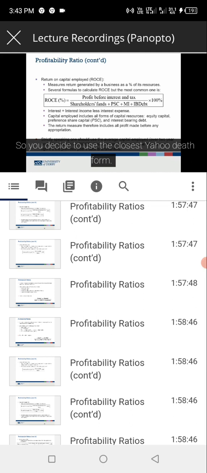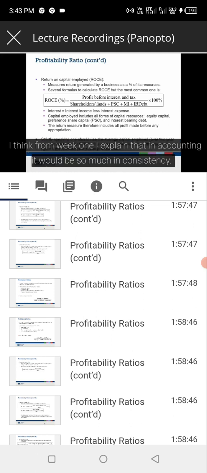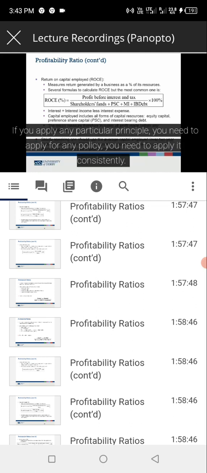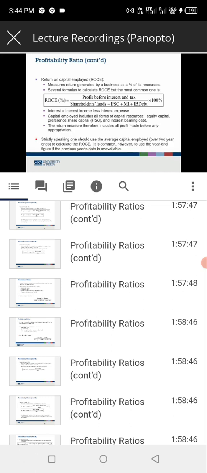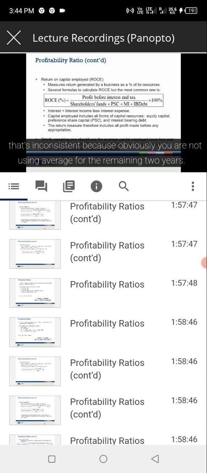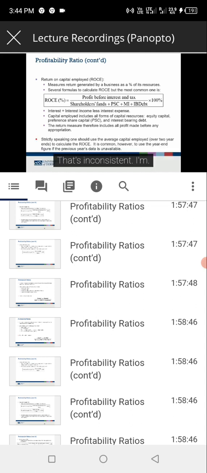So you decide to use the closing shareholders' fund. Now, in 2021, you have the 2020 figure and 2021, so you have the opening figure, and you now decide to go for average. That's inconsistency. From week 1, I explained that in accounting, we believe so much in consistency. If you are applying any particular principle or policy, you need to apply it consistently. So if you calculate the first year using closing shareholders' fund, and you are now using average for the remaining 2 years, that's inconsistent.